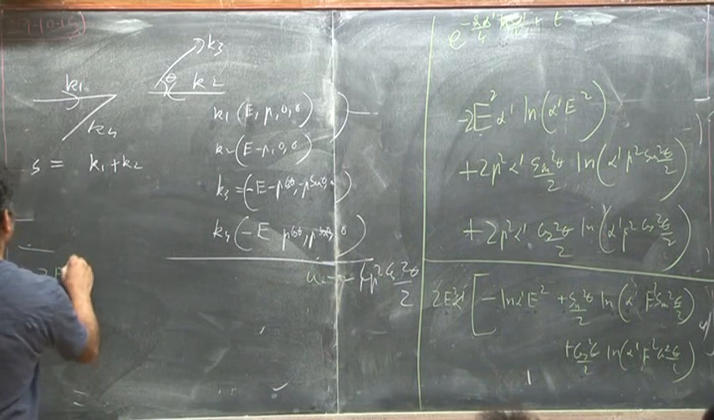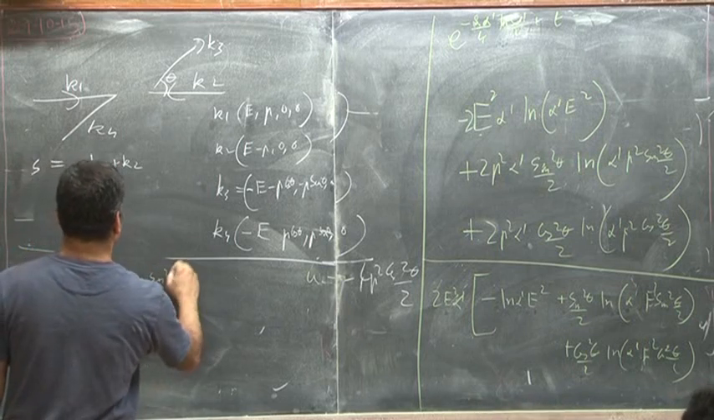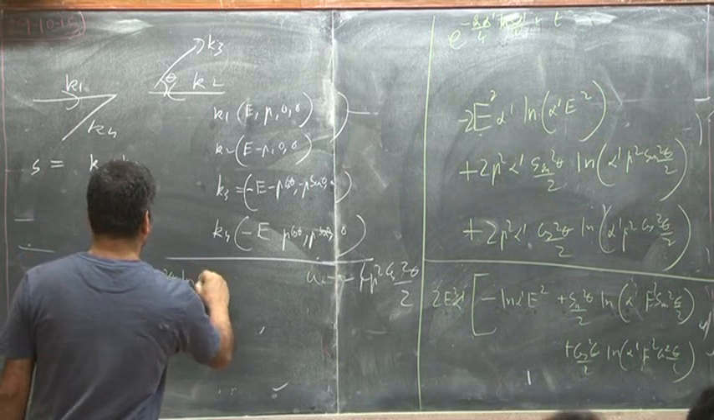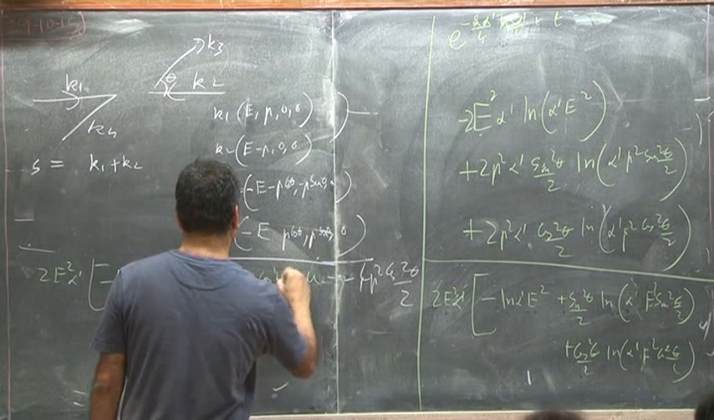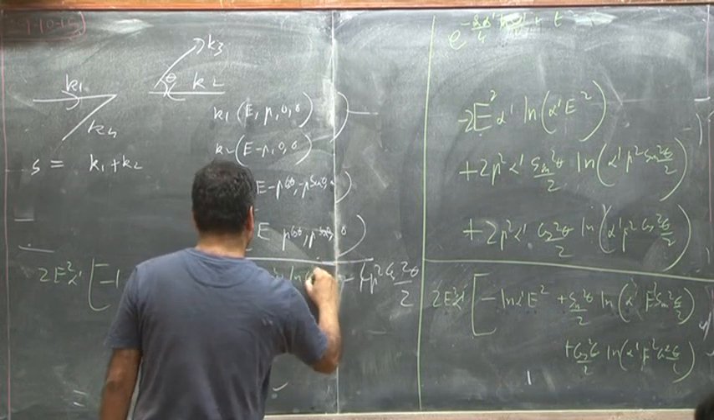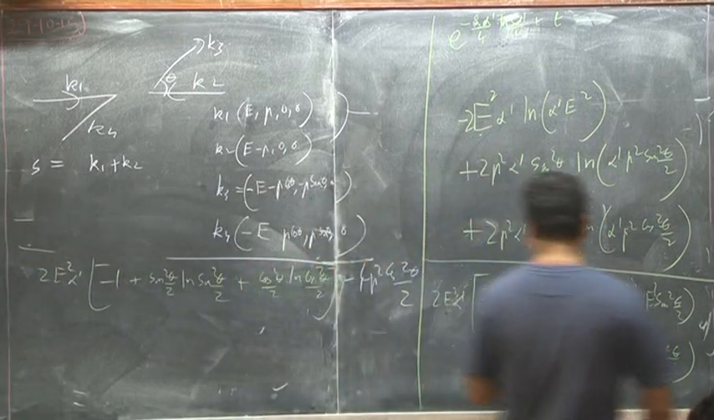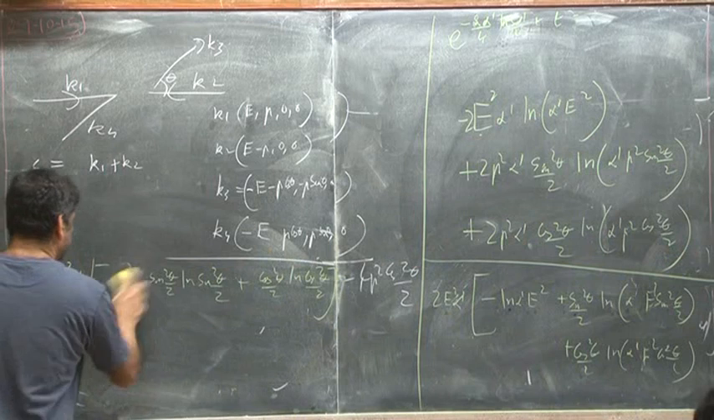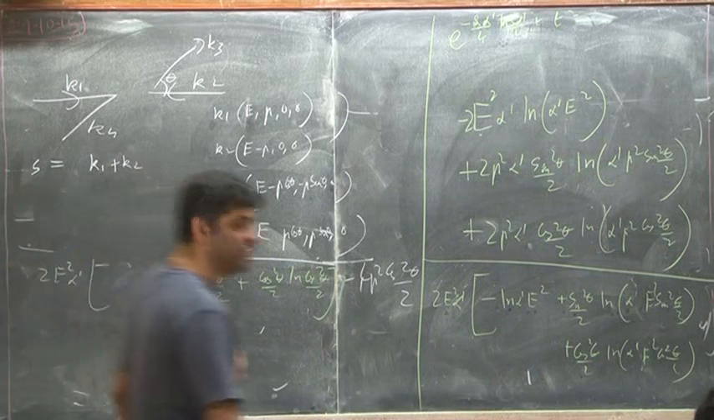What remains is 2E squared alpha prime into minus 1 plus sine squared theta by 2 log sine squared theta by 2 plus cos squared theta by 2 log cos squared theta by 2. In fact, this minus 1 is not there, because that was the thing that cancelled with that. This is just this. Okay, and this matches exactly what Wilkinson has.